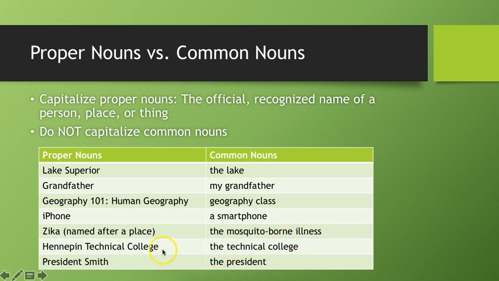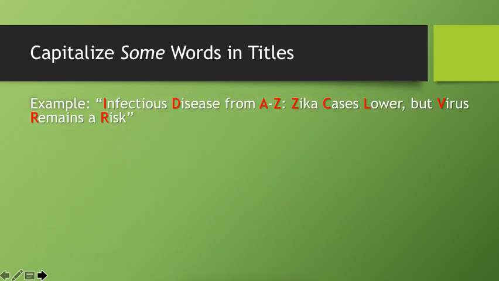And the names of places and buildings, capitalized. If you're just referring to the technical college, though, you would lowercase it. The same with titles. If you're giving the title with the person's name, capitalize it. If you are just giving the title to refer to the person, it is lowercase. When we're working with titles, you need to capitalize some of the words, but not all of them.